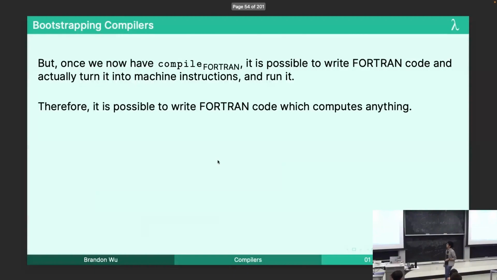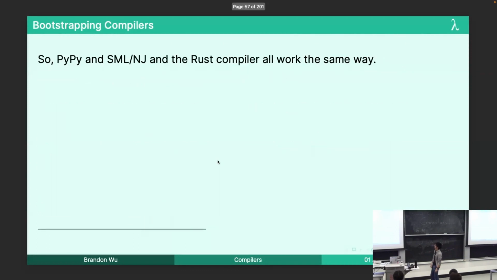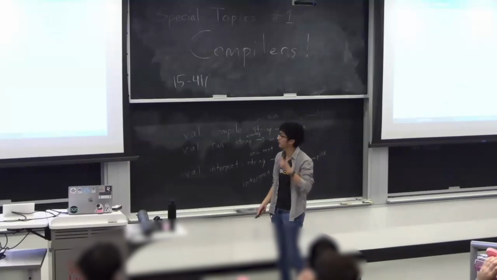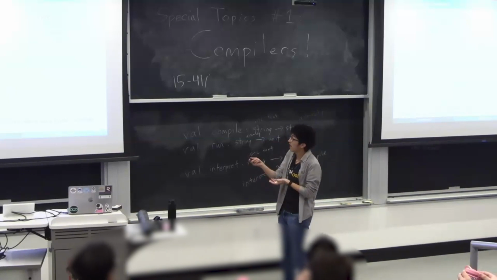This is actually exactly what I just said. PyPy, SML, and the Rust compiler all work the same. Guido van Rossum, bless his heart, had Python in his head in the 80s. I actually met Guido van Rossum. I got to present to him because I did work for Python, the type checker. But Guido had this idea of Python in his head. It didn't exist. But then he took some language of choice and implemented a Python compiler in it.